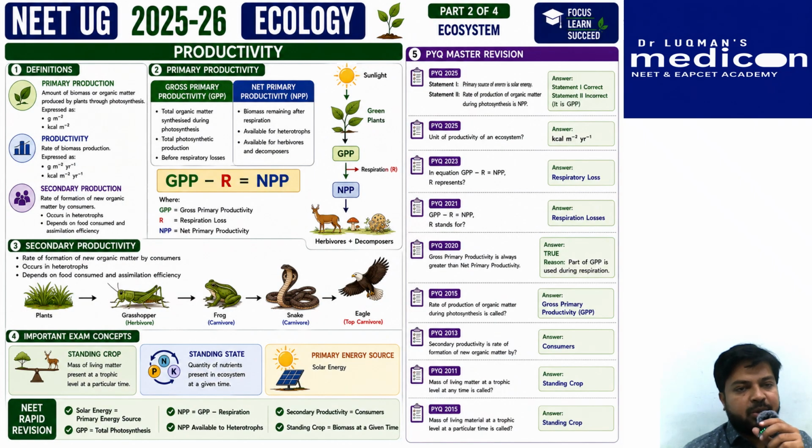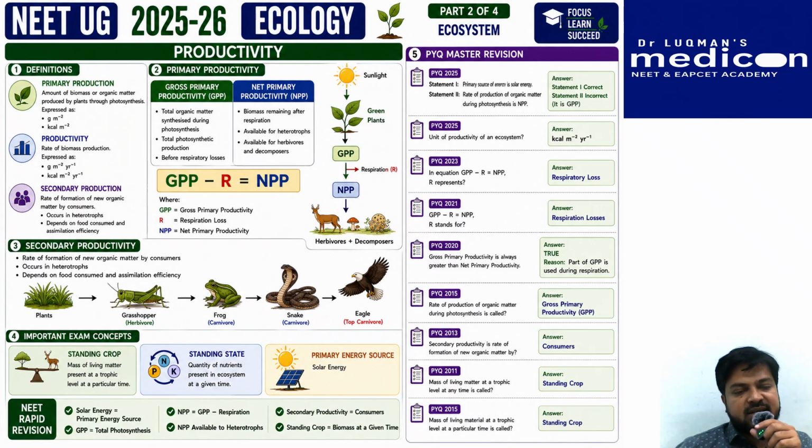Now comes productivity. Most of the questions are from productivity. Let's see what productivity is. Primary productivity is the amount of biomass or organic matter produced by plants through photosynthesis. It is expressed in gram per meter square or kilocalories per meter square. Productivity is the rate of biomass production, expressed as gram per meter square per year or kilogram per meter square per year. So primary productivity, primary production, and productivity is a rate.